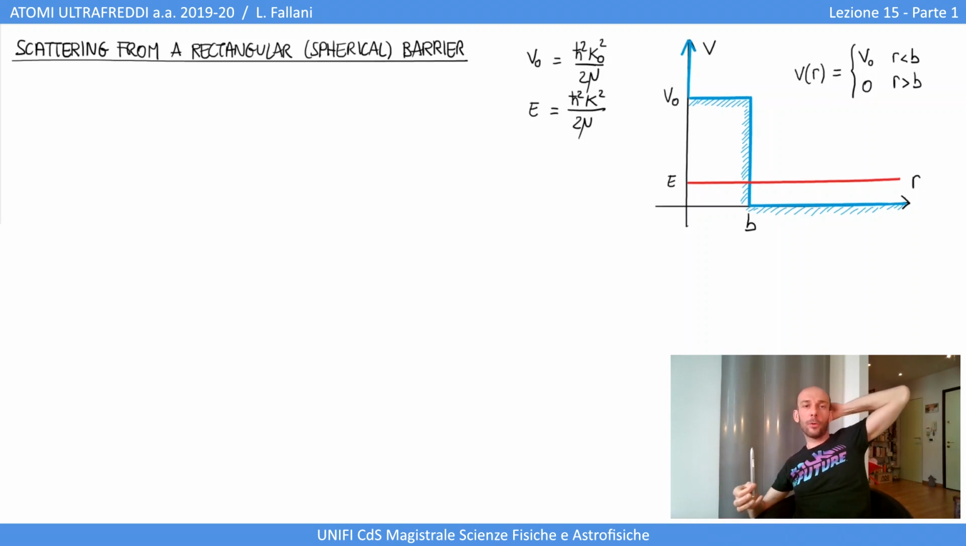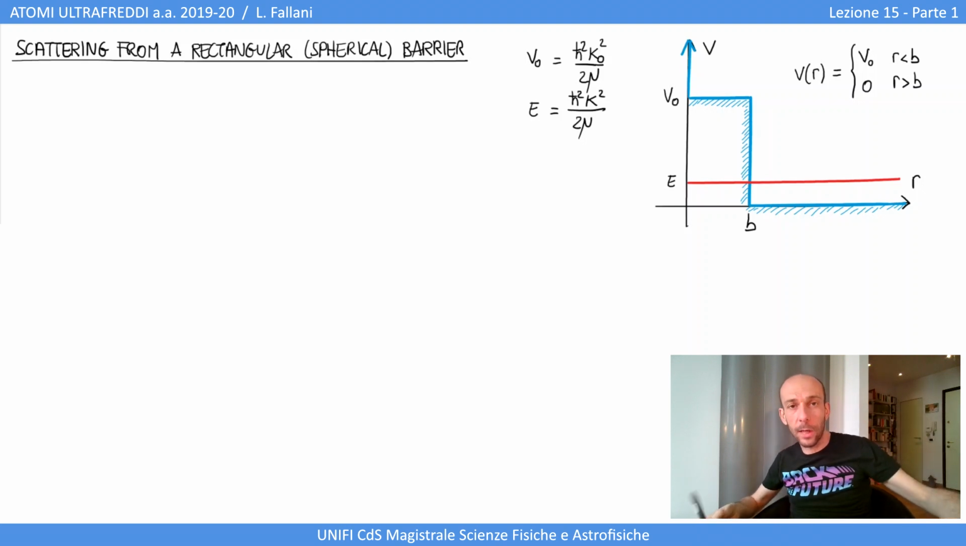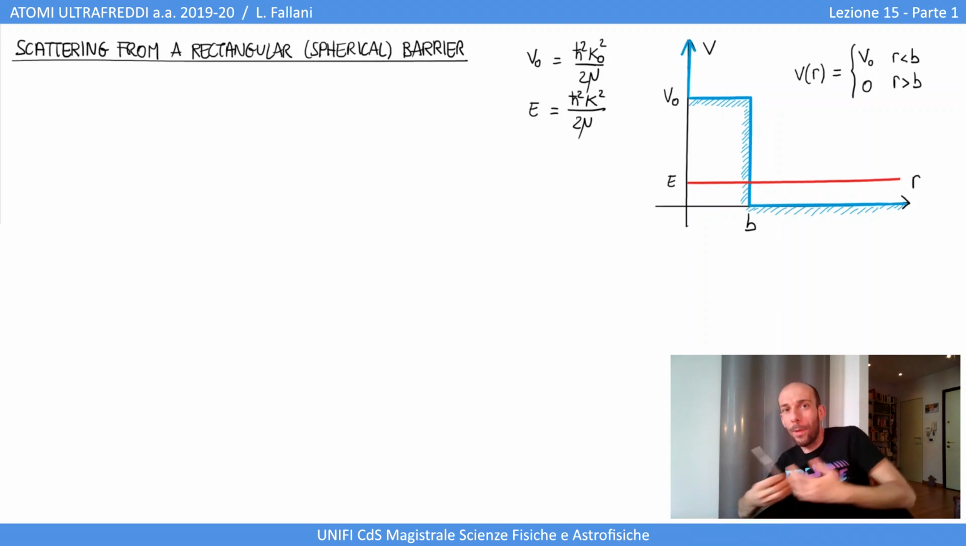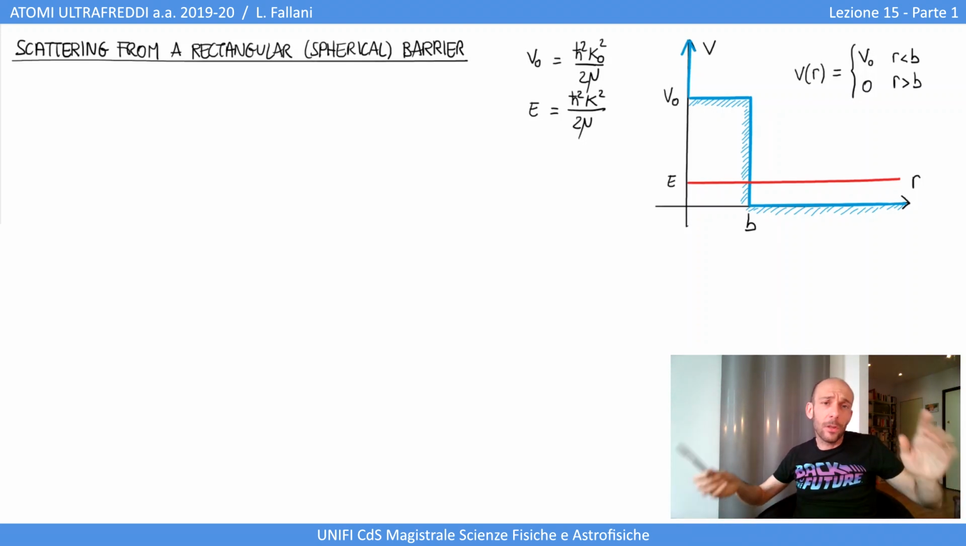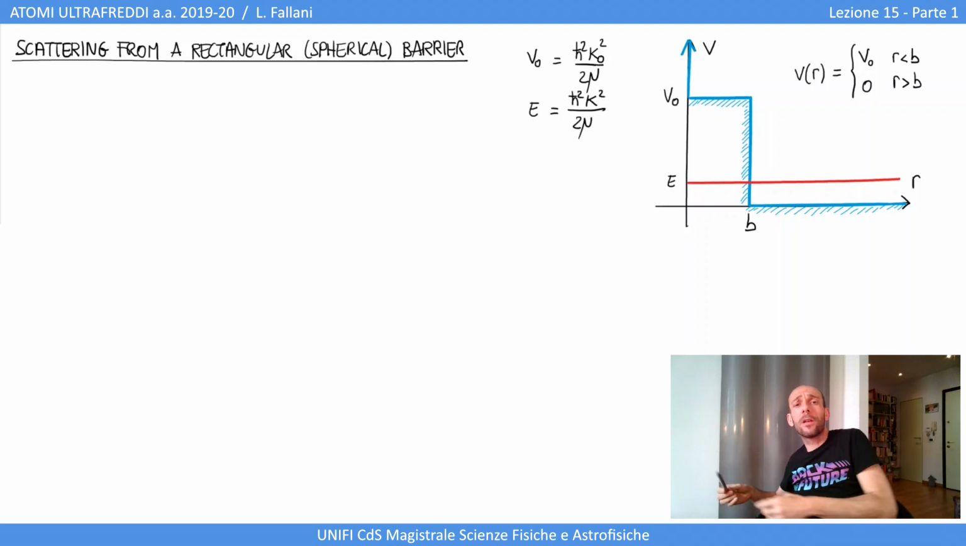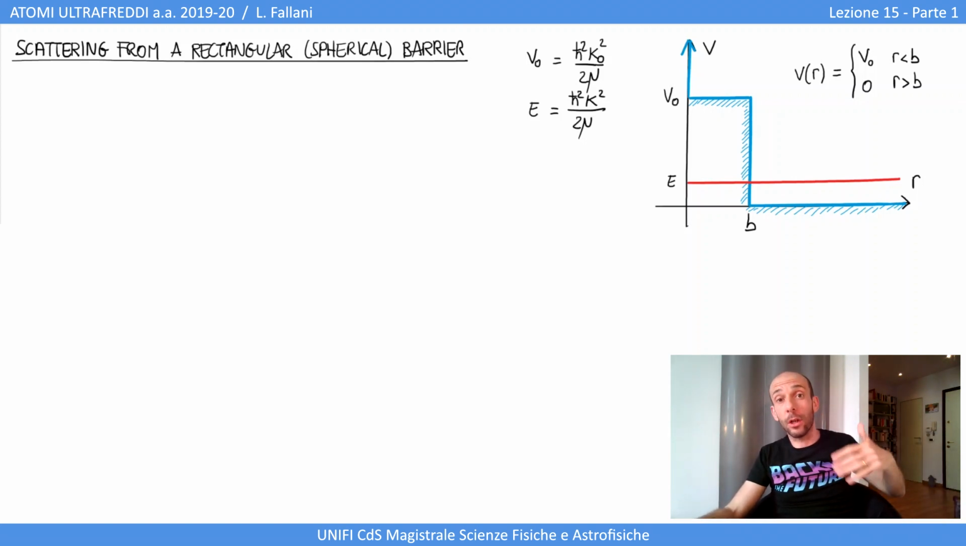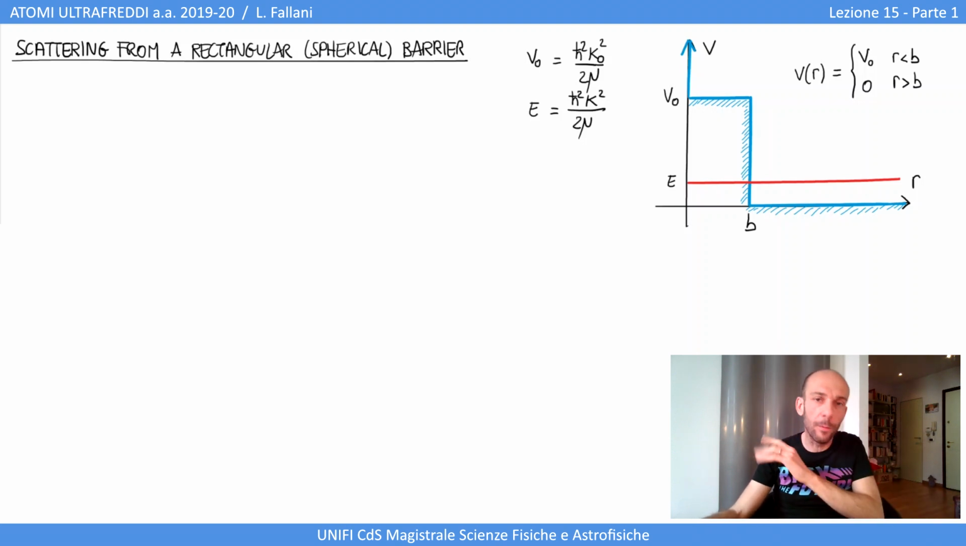Okay, so of course this potential is completely not realistic, because we have seen that for neutral cold atoms the potential is a kind of van der Waals potential, so it looks more like a potential well than a barrier. However, we'll consider the case of a barrier as a warm-up, to understand some connection between the behavior of the wave function and the scattering length, and then we'll consider the case of a rectangular well that is much more physical. But let's start with the barrier.